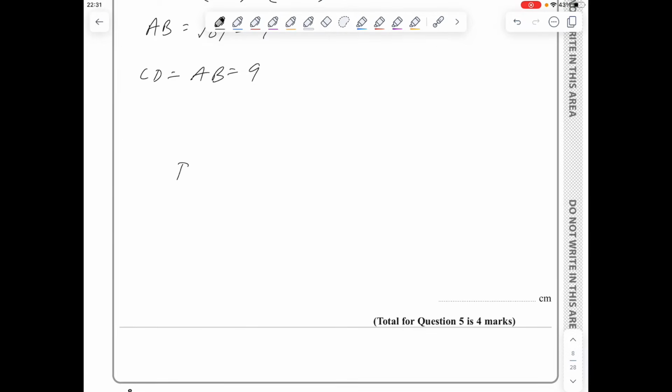Therefore, to find the perimeter, I've got 6 plus 9 plus 6 plus 5.4 plus 7.2. Do this calculation and you will get 33.6 centimeters.